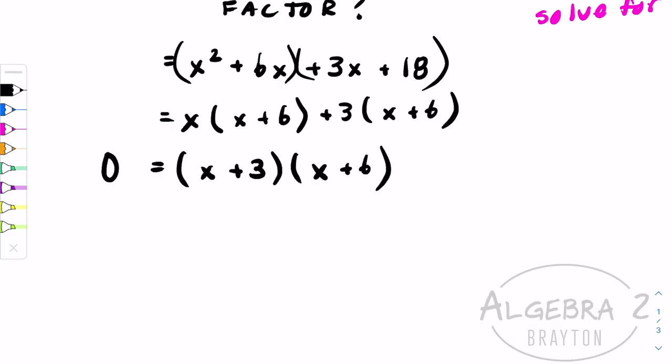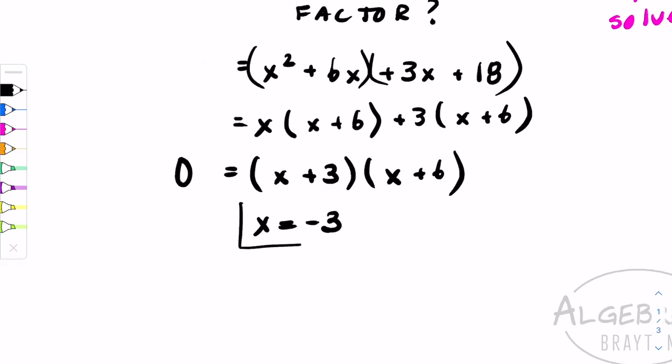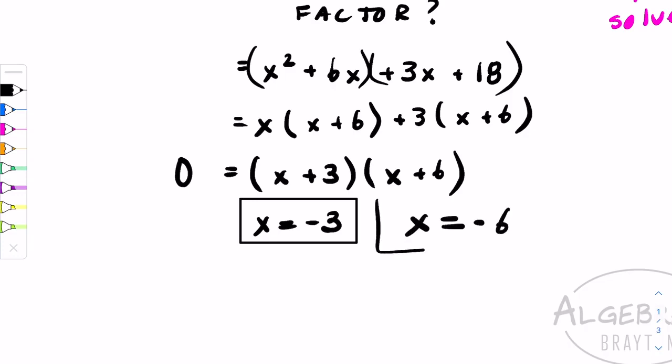And at this point, you set each factor equal to 0, giving you a solution of x equals negative 3, and also a solution of x equals negative 6.